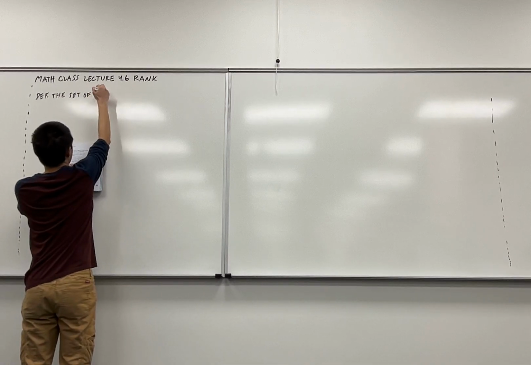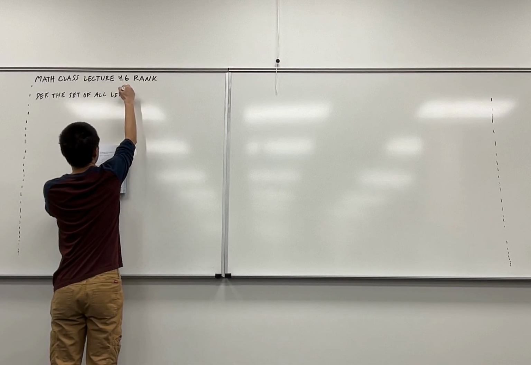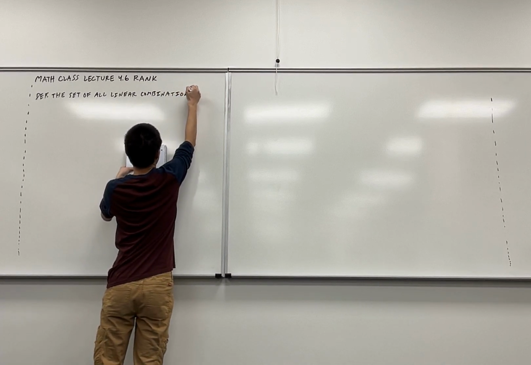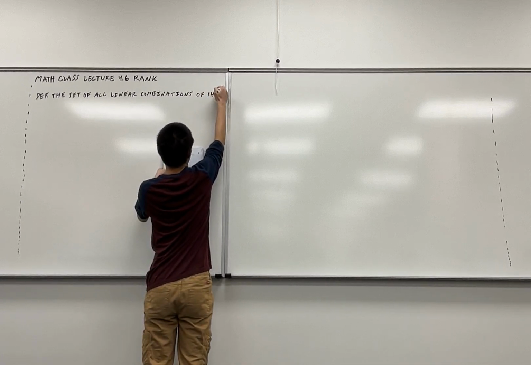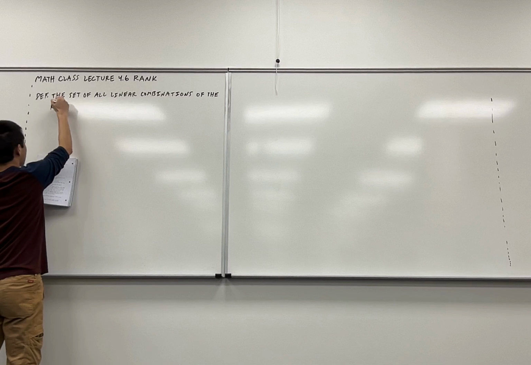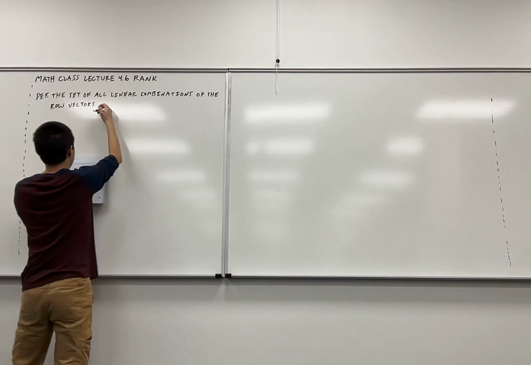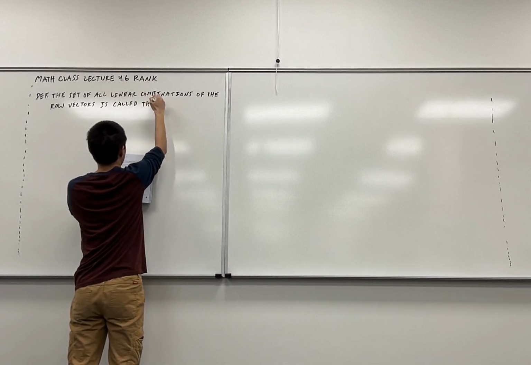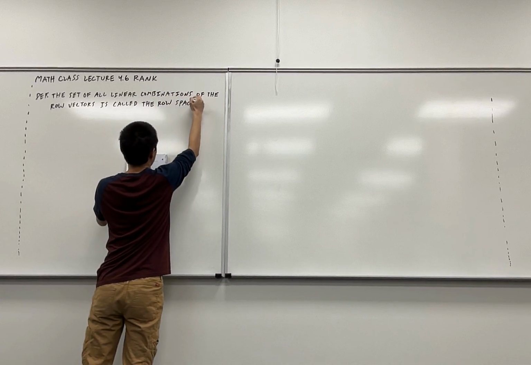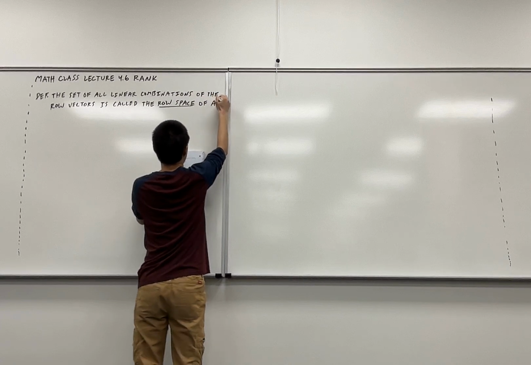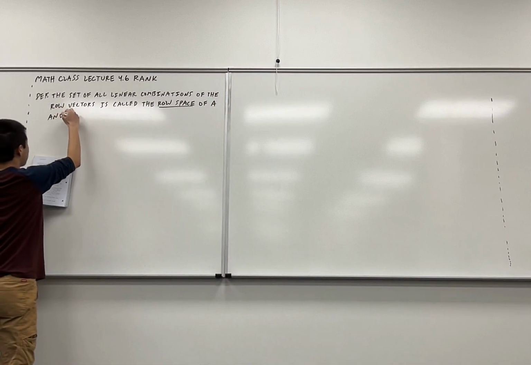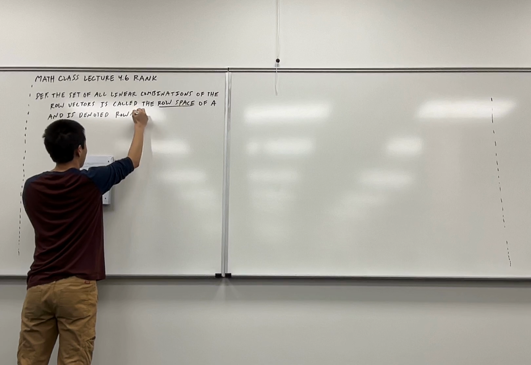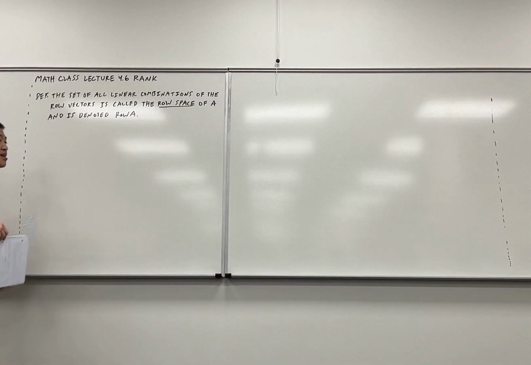The set of all linear combinations of the row vectors is called the row space of A, and is denoted as simply row A. What are the two main spaces that we talked about before in the previous lecture?